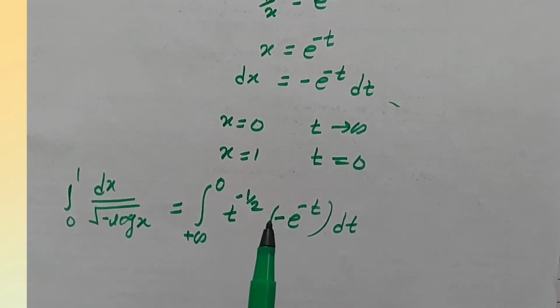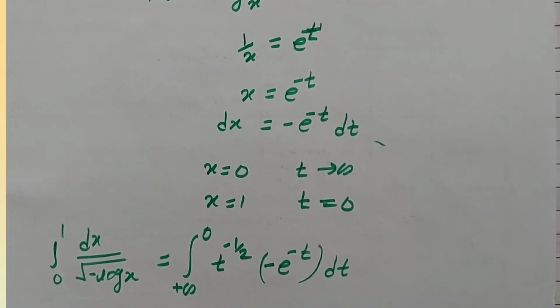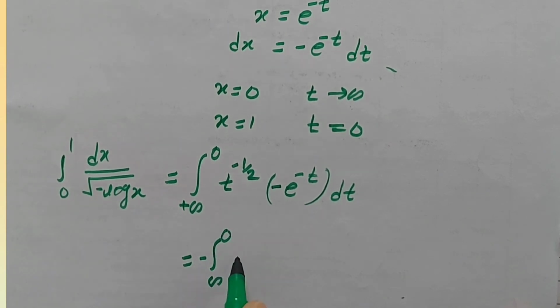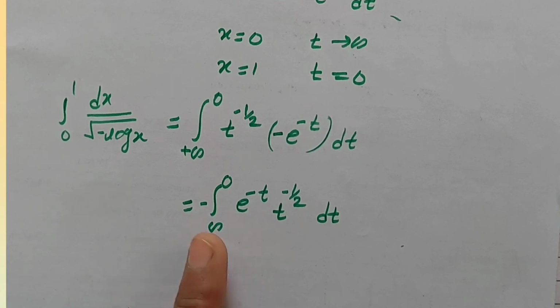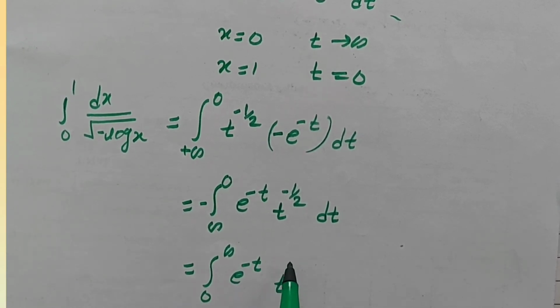The limits run from infinity to 0. Now if we take the minus sign out, then we get minus integral from infinity to 0 of e raised to the power minus t, t raised to the power minus 1 by 2 dt. By using properties of integration, we write it as integral 0 to infinity e raised to the power minus t, t raised to the power, instead of minus 1 by 2 we can write 1 by 2 minus 1.